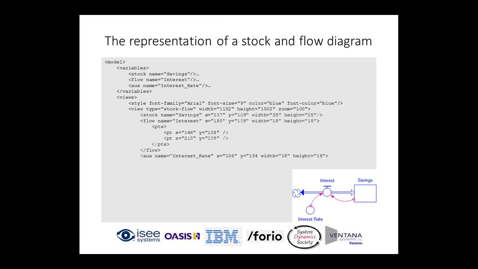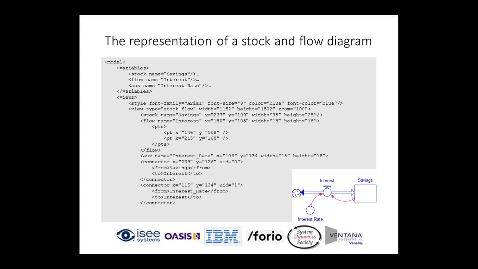Inside of that view, we then have display object tags for stock, which refer back to each one of the equations. So we have our stock named savings, which refers to our equation for savings. It's got a position and a size. Same thing with our flow. The flow introduces the points tag to represent the start and end position of the flow. And we have our auxiliary tag, which represents our aux, which represents the interest rate.